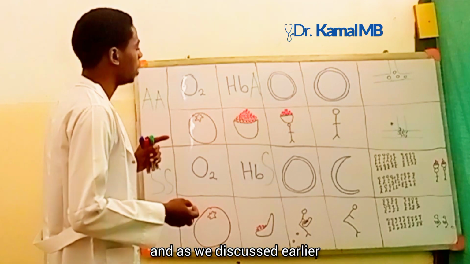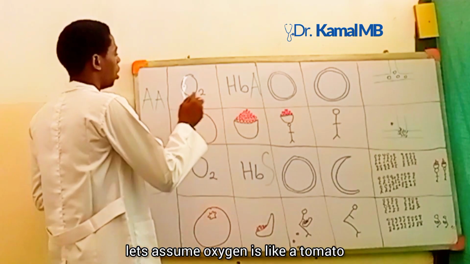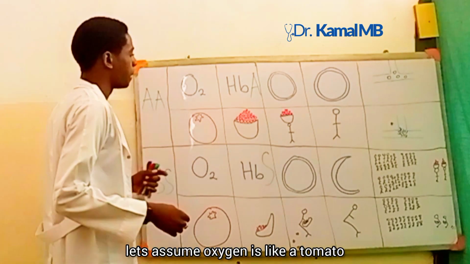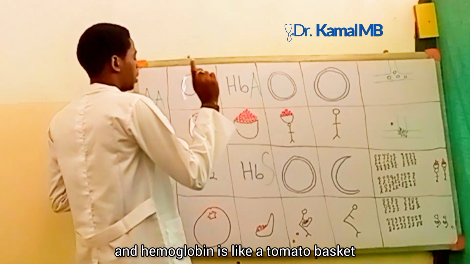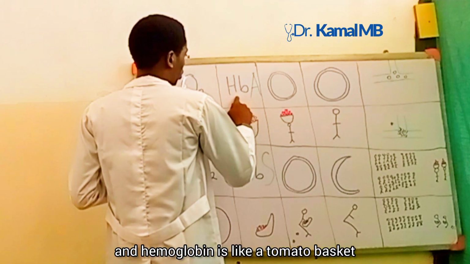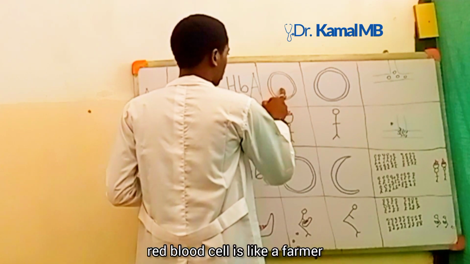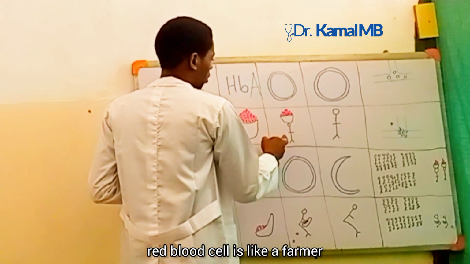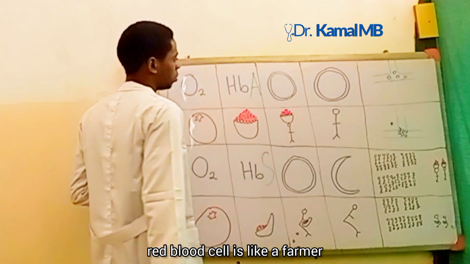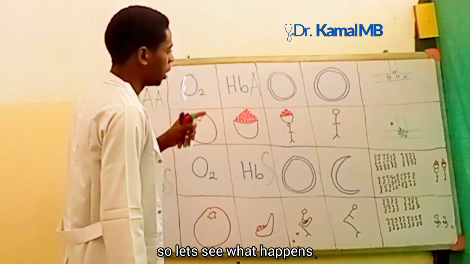And as we discussed earlier, let's assume oxygen is like a tomato and hemoglobin is like a tomato basket. Red blood cells are like a farmer. So let's see what happens.